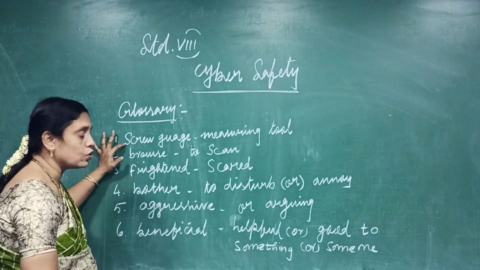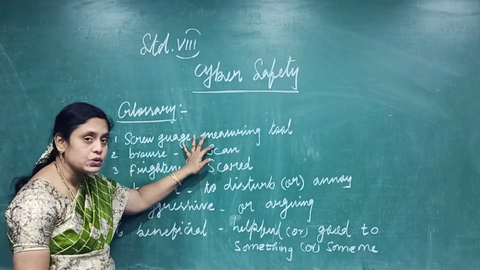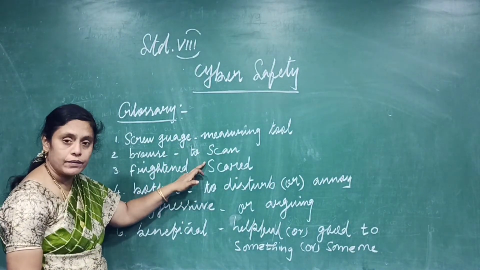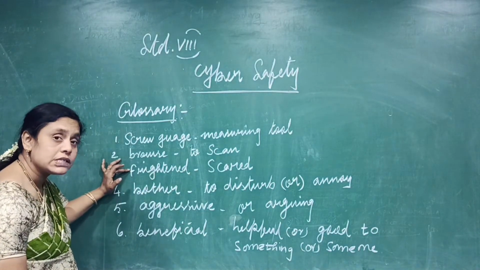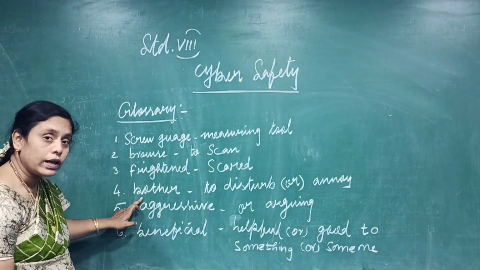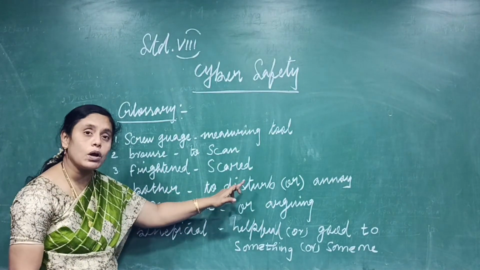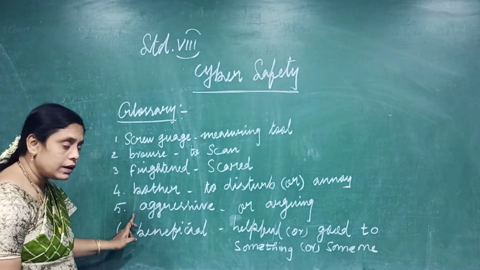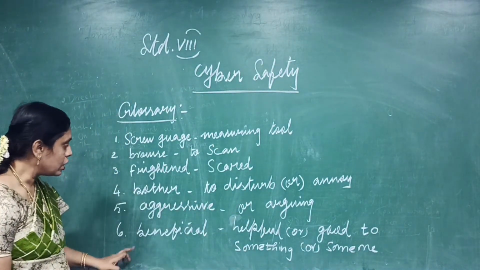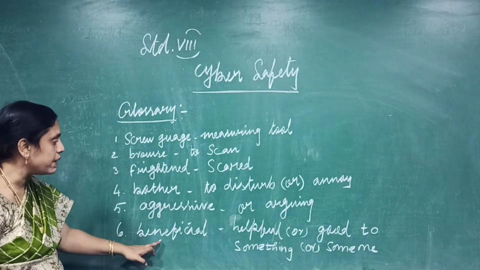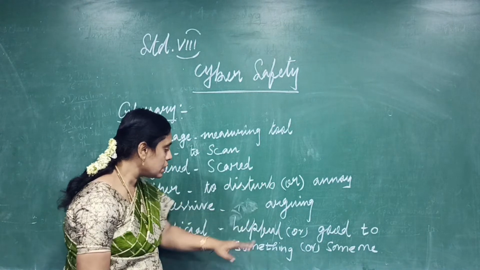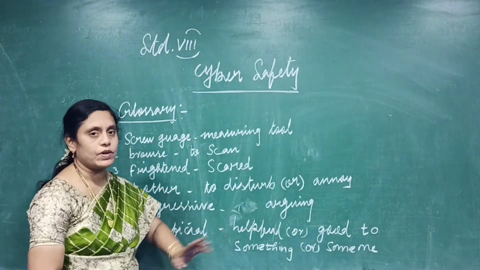First one, screw gauge, a measuring tool. Second one, browse, to scan. Third one, frightened, scared. Fourth one, bother, to disturb or annoy. Fifth one, aggressive, or arguing. Next one, beneficial, hopeful or good to something or someone.